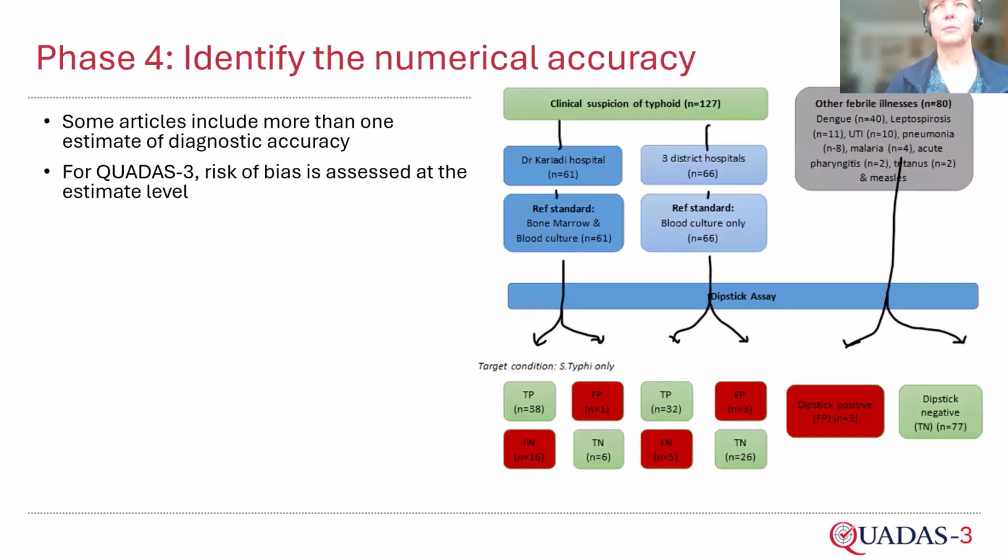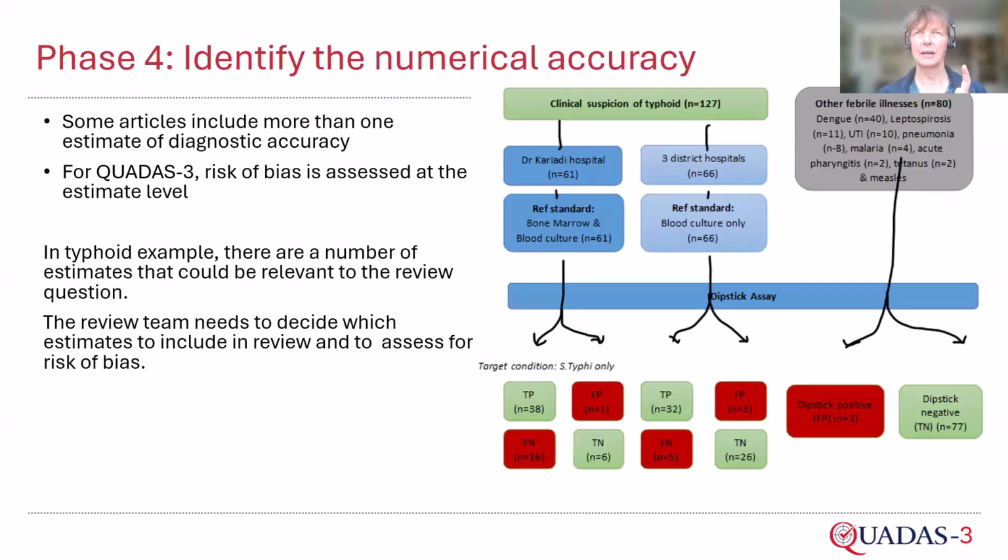And so when we've got this flow chart, what you can see here is that for phase 4, we're looking at the accuracy of a particular numerical estimate. Okay, and what we can see is in this example, there's a bunch of different estimates. So there's an estimate just coming from this one Cariadi hospital, and then there's an estimate from 3 other hospitals, or we could combine all of those and put the 4 hospitals together. And there's also stuff coming from negative controls from other febrile diseases.